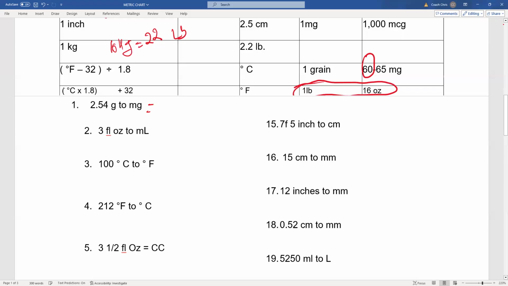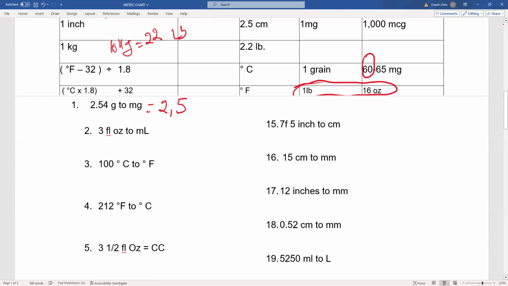So gram to milligram, how many stops is that? It's only 1 stop. It's only 1,000 between gram to milligram. So you will have 2.54. You multiply this right here by 1,000. If you divide, you're making a mistake. Why? Because we are going from left to right.